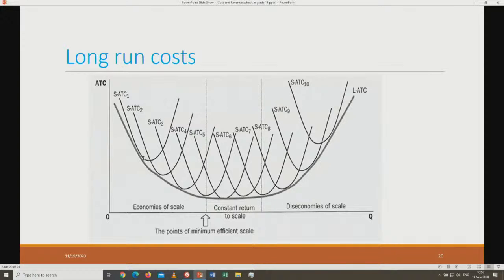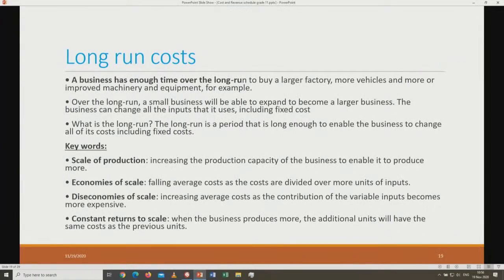But now remember the concept of economies of scale. What is happening to the average cost? The average costs are declining. Let's look at this solid bolded line. The average total costs are declining. And when that happens, we're saying the business is experiencing economies of scale. Why? Because the average costs are declining.